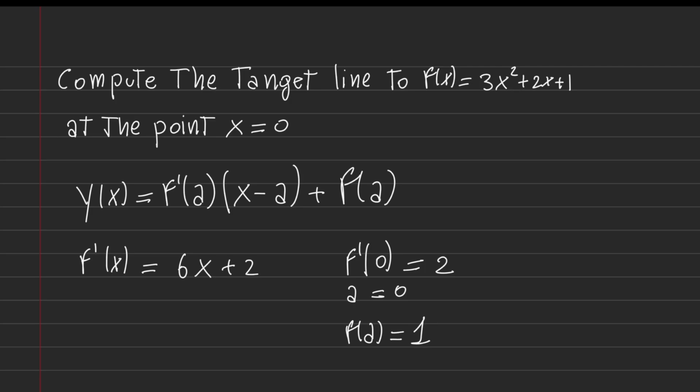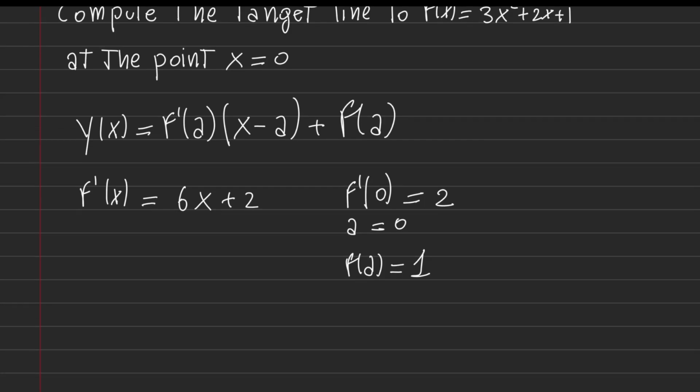In this case, because a is equal to 0, when I plug a equal to 0 in the formula, I get just 1. Therefore, my tangent line becomes y of x equal to 2 times x minus 0 plus 1.